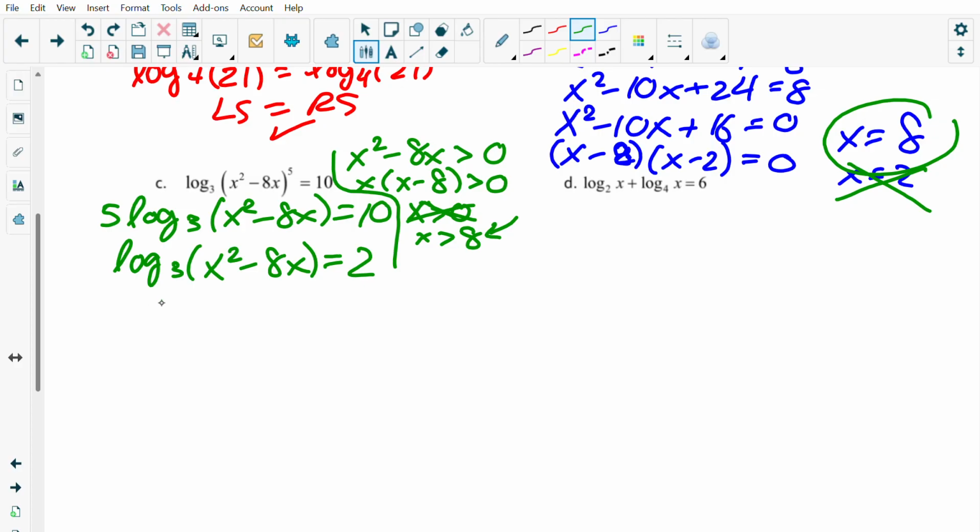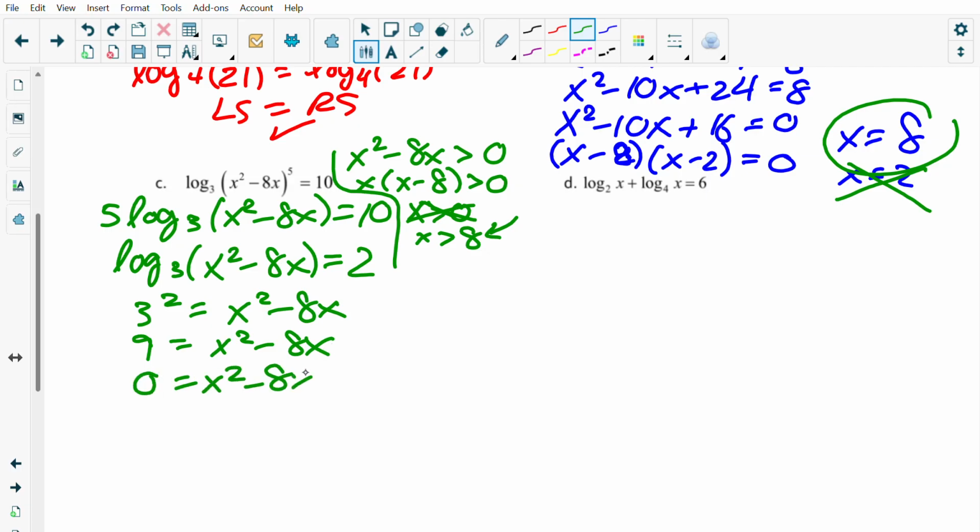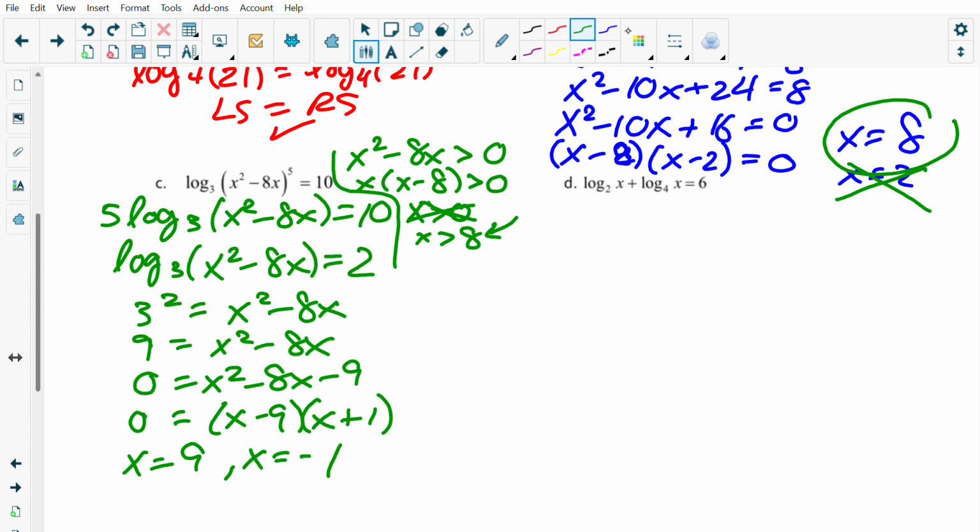Let's turn this into exponential form. 3 squared equals x squared minus 8x. That's 9 equals x squared minus 8x. That's 0 equals x squared minus 8x minus 9. That's 0 equals x minus 9, x plus 1. That's x equals 9, x equals negative 1. I'm going to reject this because I have a restriction x is greater than 8, so that is your solution, x equals 9. Next one, log base 2 of x plus log base 4 of x equals 6.